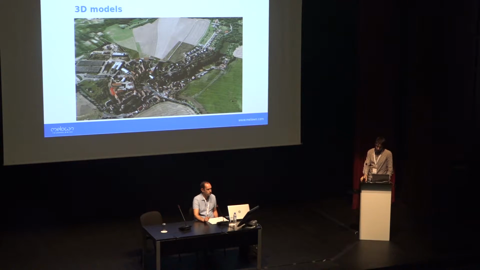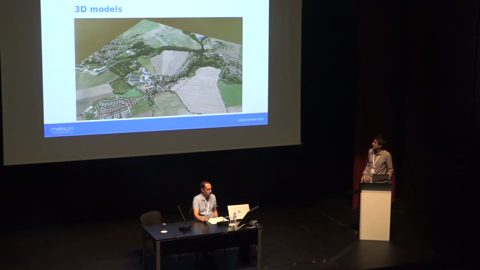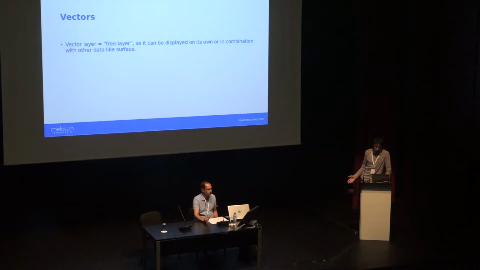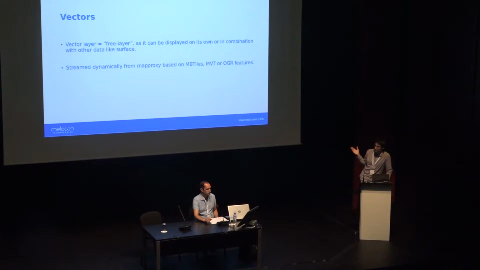And the last thing we do is we add some vectors. Vectors in VTS terminology are called free layers because they can be displayed independently of anything else. In this case, they can be displayed together with the surface. It's again streamed dynamically from MapProxy. Vectors can be streamed from OGR features, in one monolithic block, or proxied from Mapbox vector tiles, or from a static database of vector tiles, the MBTiles file.